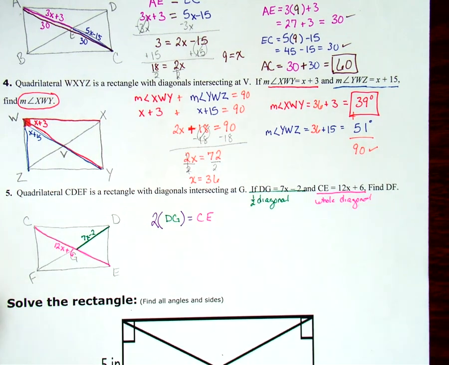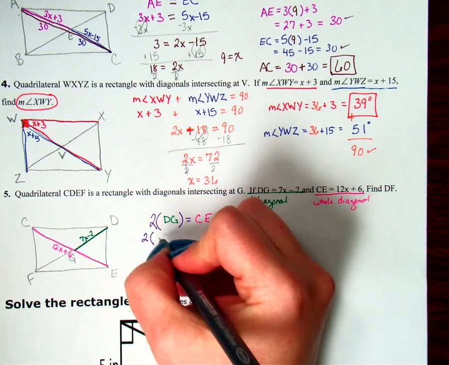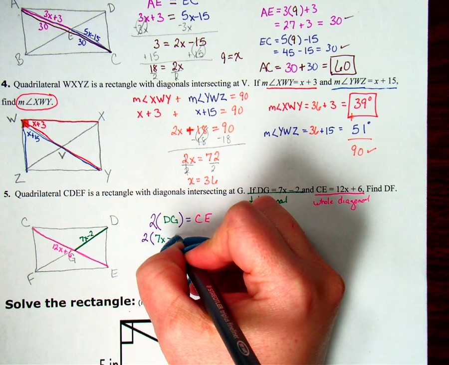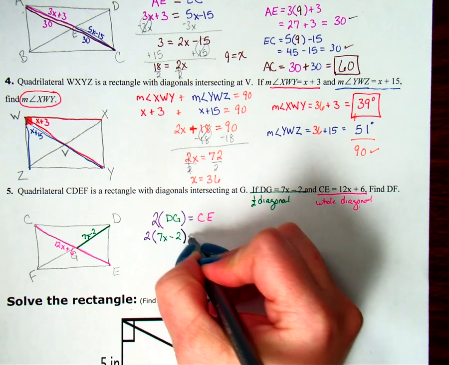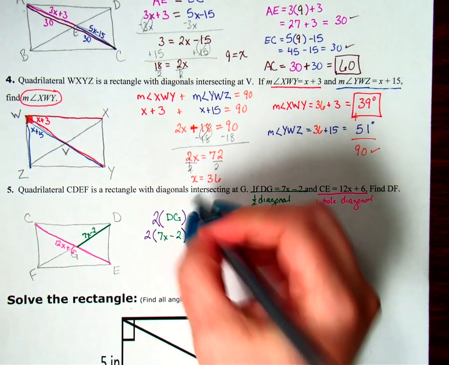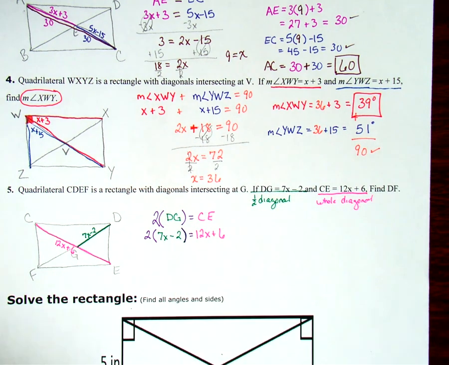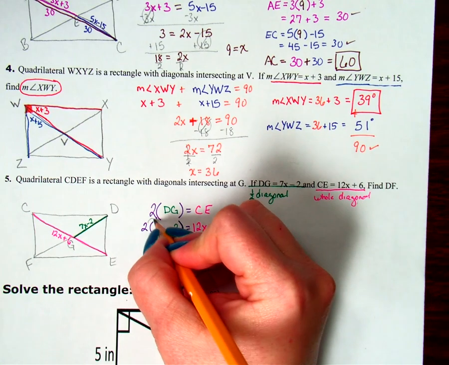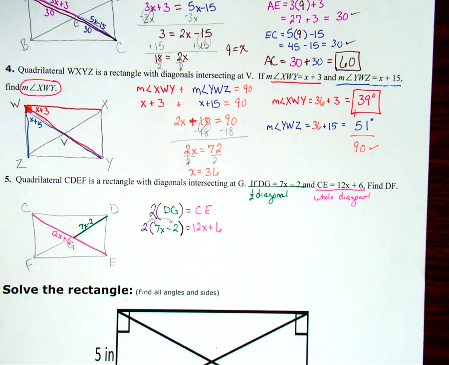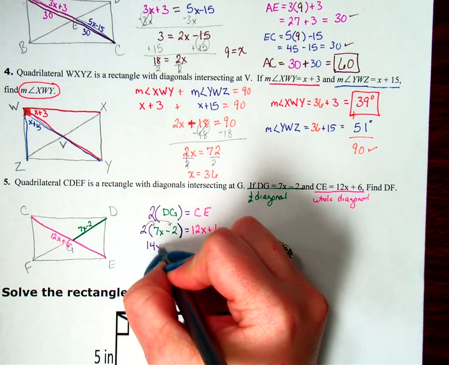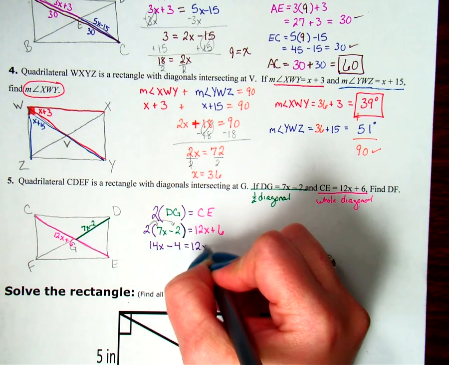Okay, so let's fill that in. Let's just substitute in. 2 times DG, 7x minus 2, is going to equal the whole diagonal, 12x plus 6. All right, so let's go ahead and distribute, right? That's the first thing I need to do, is distribute and double my DG. So when I do that, I'm going to end up with 14x minus 4 equals 12x plus 6.